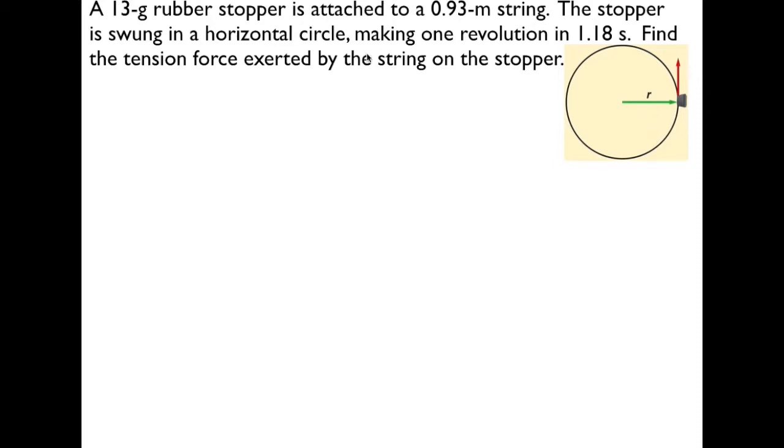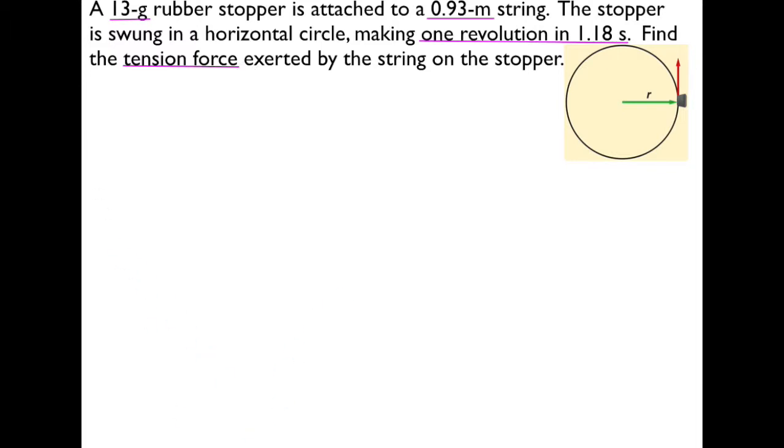Now this is a typical circle problem. In this problem, they say a 13-gram rubber stopper is attached to a 0.93 meter string. The stopper is swung in a horizontal circle, and you guys are going to do this in your circle lab, so it's kind of neat, making one revolution in 1.18 seconds. And then it says, find the tension force exerted by the string on the stopper.